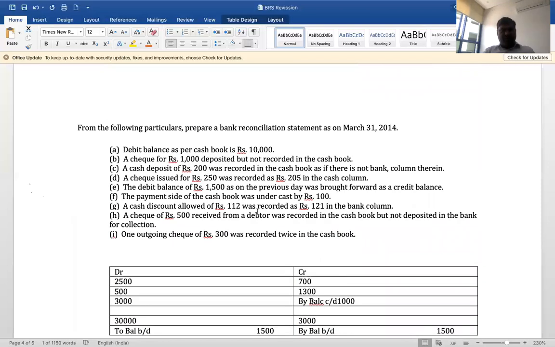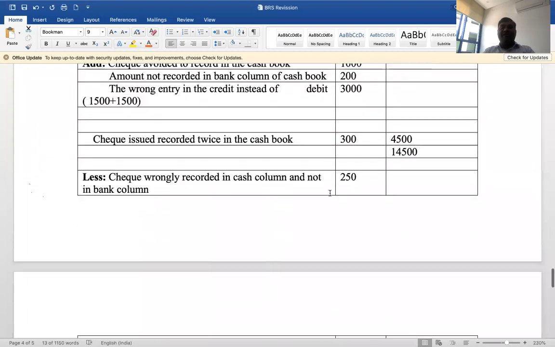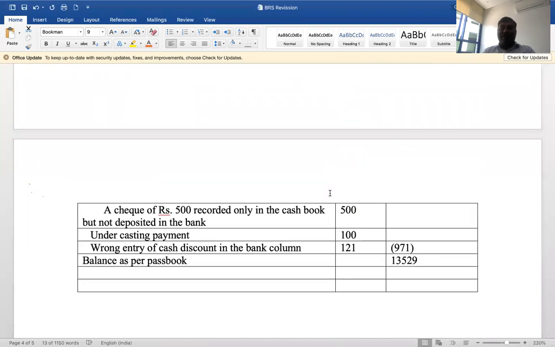Next: the payment side of the cash book was undercast by 100. The payment side is undercast. The payment should have been 200, but you have written only 100. As a result, what happens? The payment side is supposed to be 200, but you have written only 100. So subtract it, bring it down by 100. You've done it. Undercasting of payment.